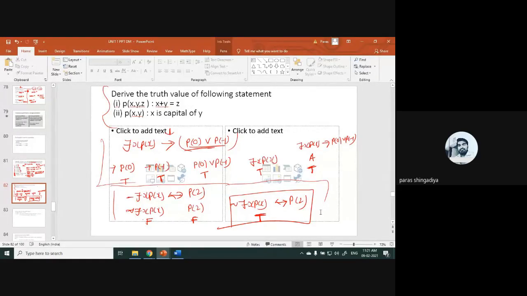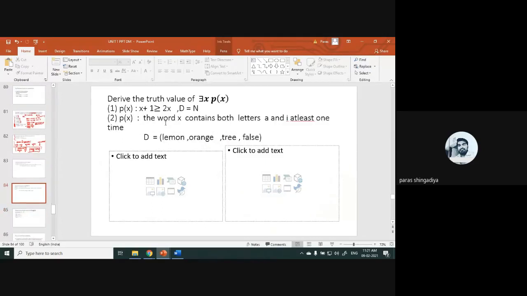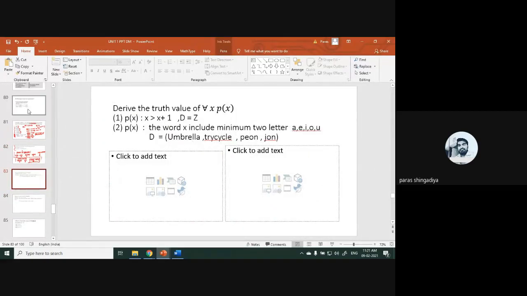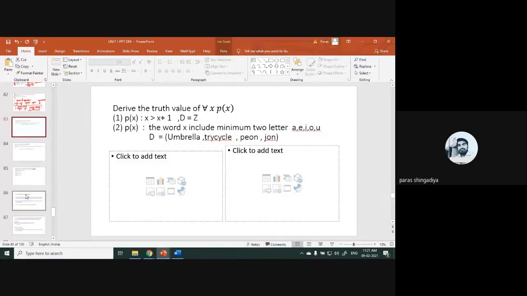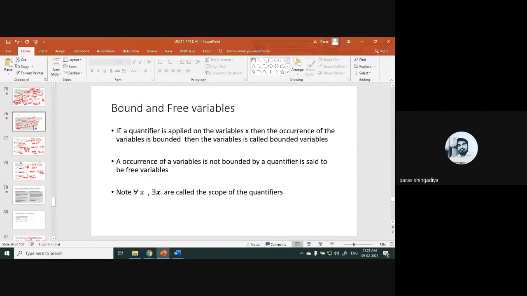I think that was remaining. So today we'll discuss some more examples related to this, and then two small topics are remaining. One is the definition of free variable, and the second is the bound variable, and the last one is the normal form. So today we'll discuss these topics.